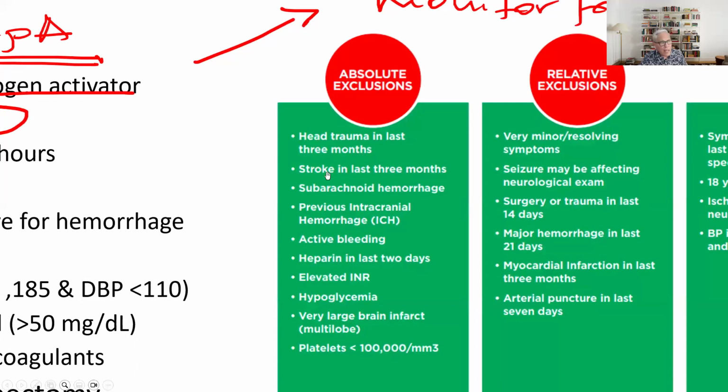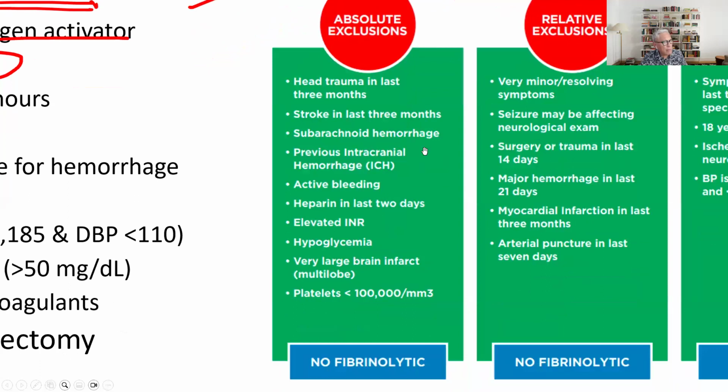If the patient has had a stroke in the last 3 months, if the patient has had a subarachnoid hemorrhage, a previous intracranial hemorrhage, active bleeding, heparin in the last 2 days, an elevated INR, hypoglycemia, a very large brain infarct, and platelets that are less than 100,000 per cubic millimeter.